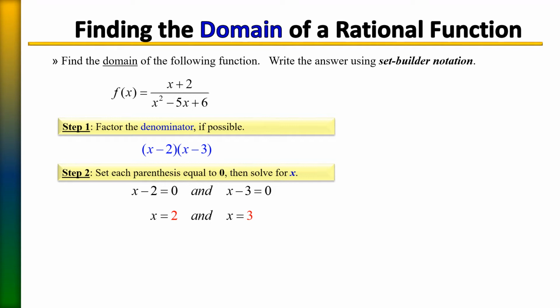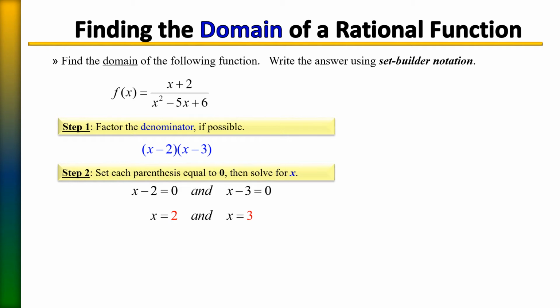So what does that mean? That means that I can plug in any number into this function, but the two numbers that I'm not allowed to plug in are a 2 and a 3. And why can't I plug in a 2 or 3? Because those two numbers would make the bottom undefined.